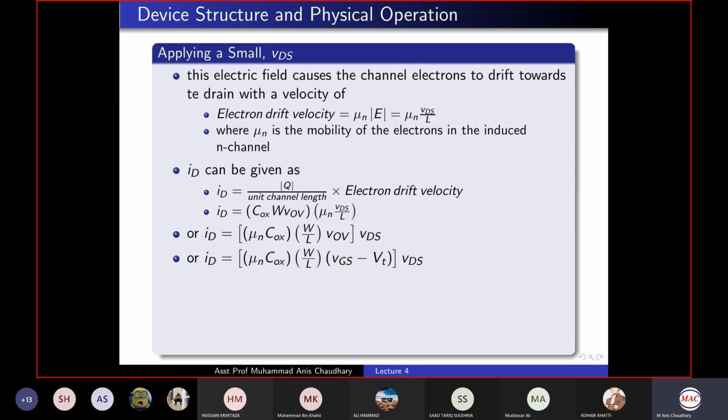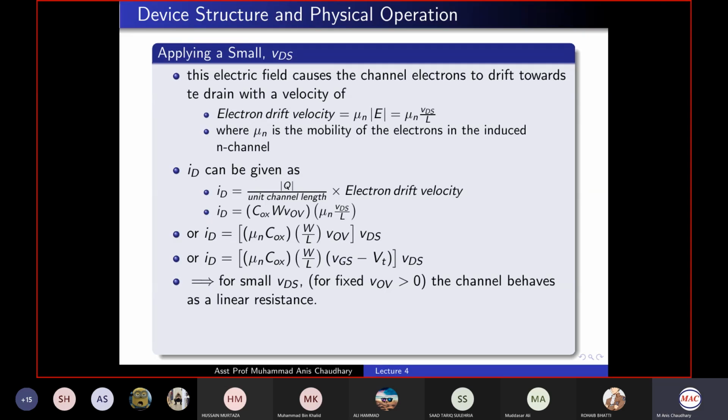So VOV is VGS minus VT. VOV आप recall करें, VOV is called the effective voltage or the overdrive voltage, and is basically the excess of VGS over VT. VT से आप कितना ऊपर है, so that will indicate VOV.